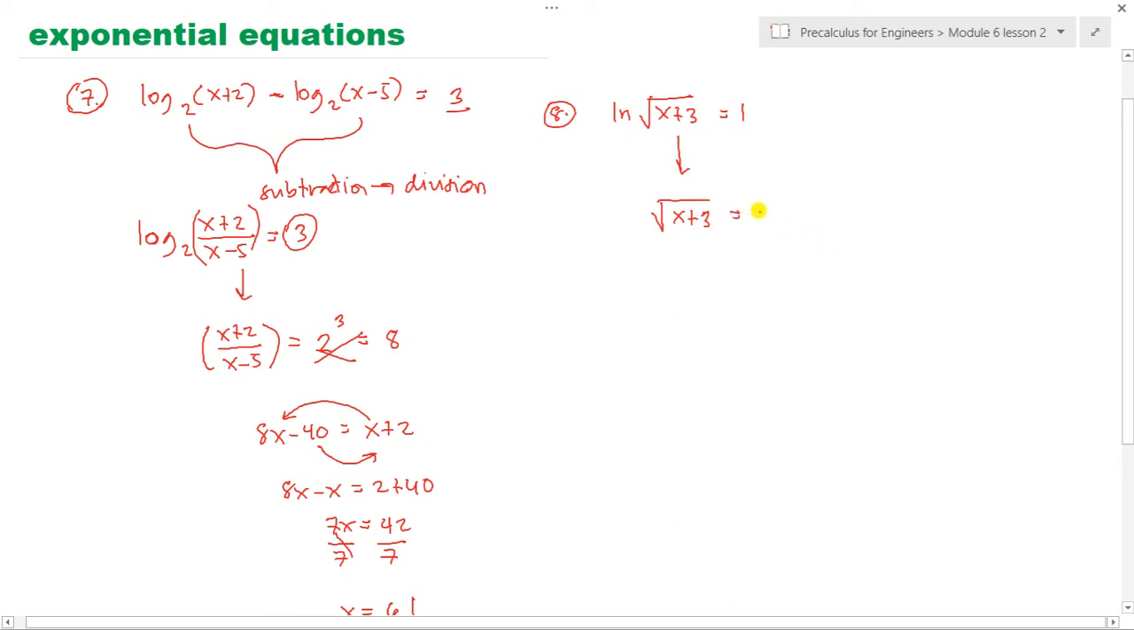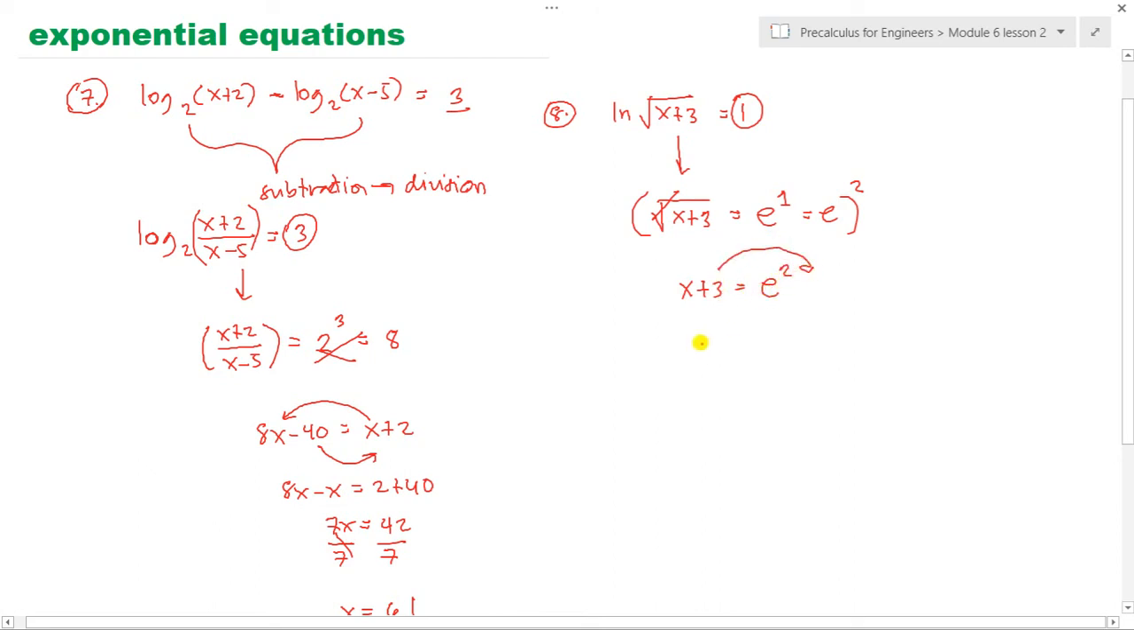So may base na to ani. For natural, that is e. Raised to the answer for the natural logarithm, that is the exponent 1. So here, e to the 1 or simply e. Now, since naka-square root na siya, so we can square both sides para matanggal na yung square root. That would be x plus 3 is equals to e to the power of 2.